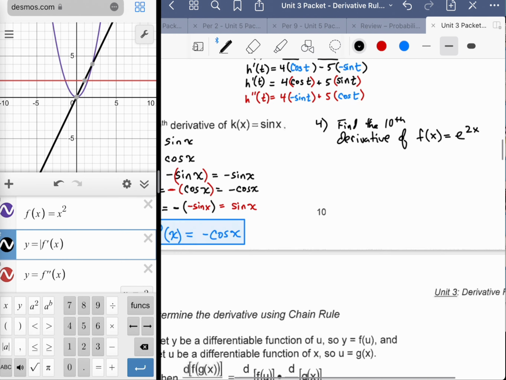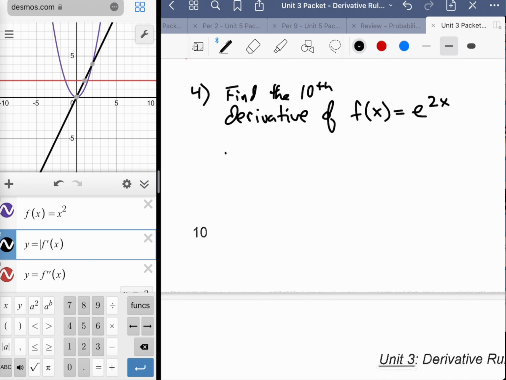But when it comes to this, the first derivative would be e to the 2x times 2. When you find the derivative of exponential e, you rewrite the exponential, and then you multiply by the derivative of the exponent. So that's where that 2 is coming from if you forgot. Over a holiday break, I probably would have forgotten. So then that 2 serves as a constant multiplier.